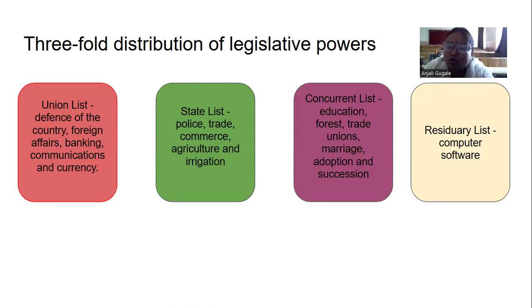Then we have the concurrent list. The concurrent list consists of those subjects which come under both the union list and state list. They come under both. We are all citizens of Maharashtra. We are residing in Maharashtra, so we are citizens and domiciles of Maharashtra, but we are also citizens of India. So the central government is answerable to us, and the Maharashtra government also is answerable to us. Now let us take the example of education. Why has this been done? Let us understand that. Every state of the country has the right to protect its own culture, language, ethnicity.